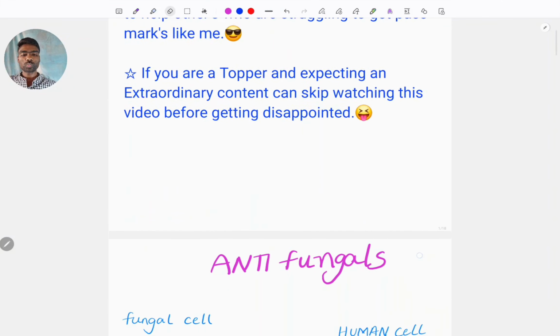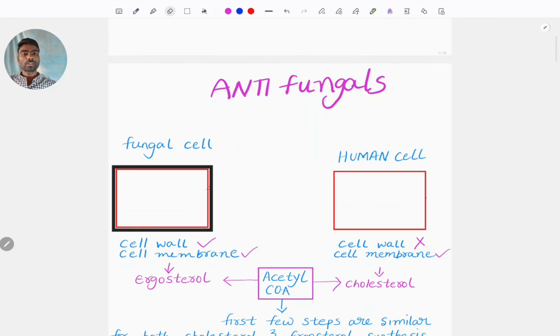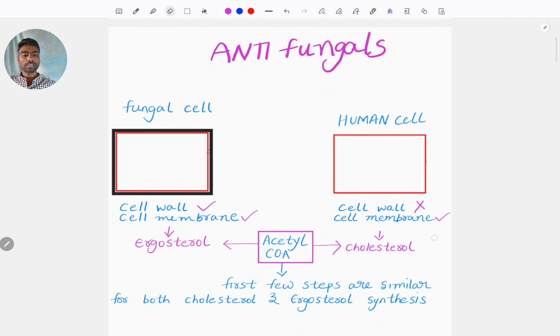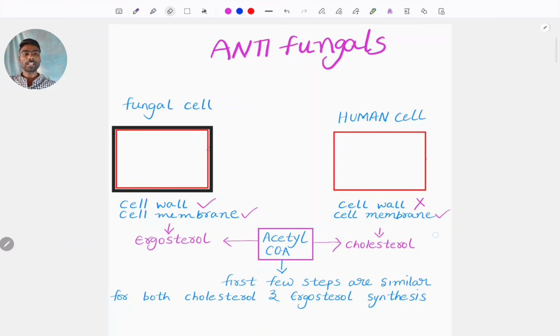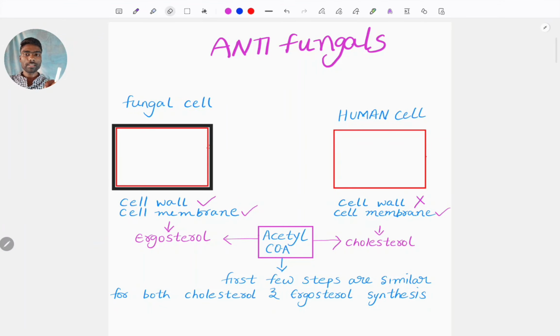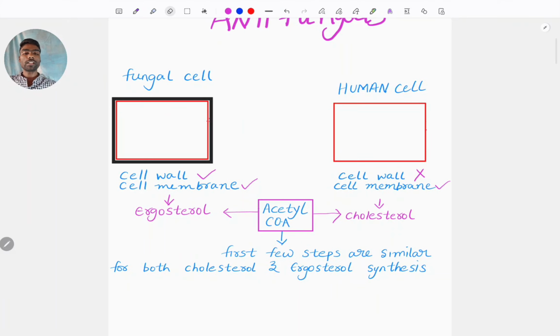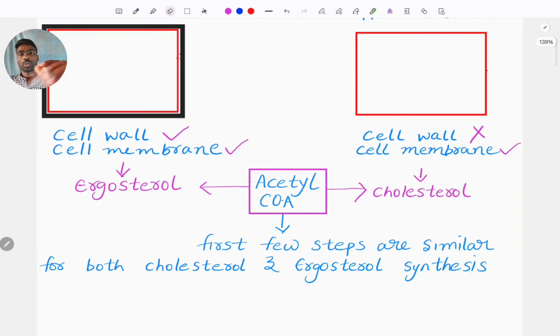Let's begin the show. Before going to antifungals, we'll just know the differences between fungal cell and human cell. Fungal cell contains cell wall, whereas human cell does not. Fungal cell and human cell both contain cell membrane. The difference here is fungal cell membrane contains ergosterol, whereas human cell contains cholesterol. Both of them are derived from the same source, acetyl-CoA.